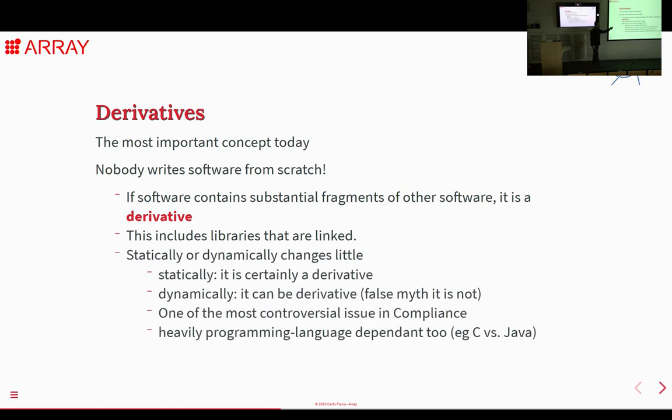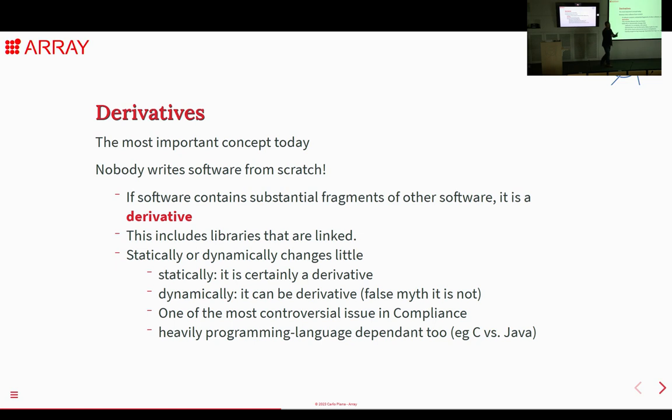Libraries, of course, are a case. This is by and large a technical issue, but from the software and copyright point of view, it doesn't make much difference. For instance, if you have a library and it is linked statically, that creates an artifact which physically contains it, like putting many pages together in a binder. That is for sure a derivative. There is no way to escape. That's a 100% original copyright concept.